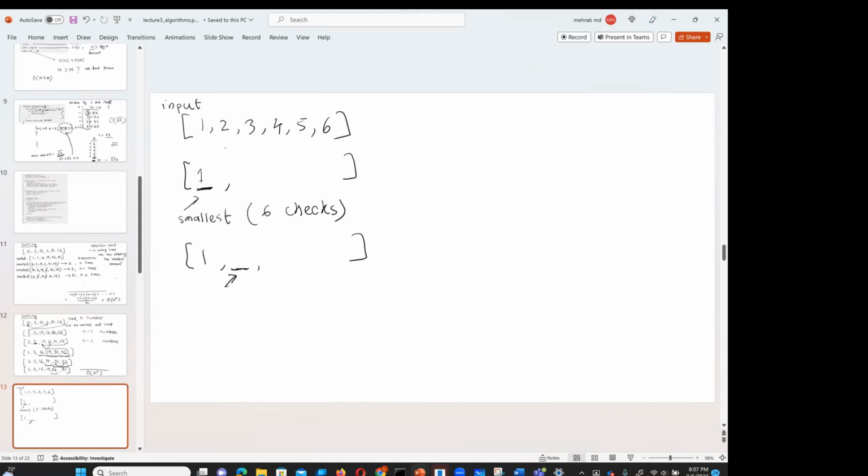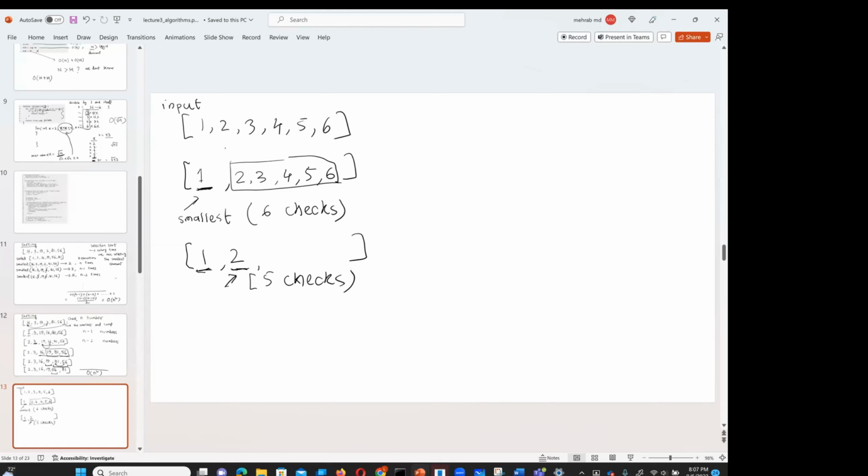Okay. Now 1 is fixed here. What were the other elements? 2, 3, 4, 5, 6. So this time I have to check all these 5, right? And see what is the second smallest. What is the smallest here? 2, right? So to put 2 here, how many operations did I have to do? 5 checks, right? Yes. Okay.